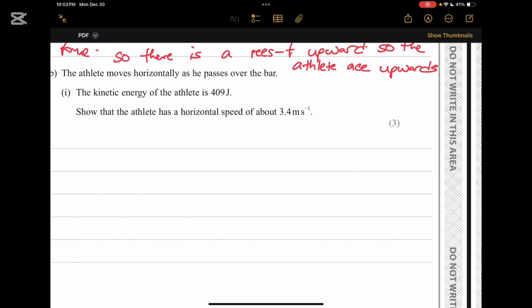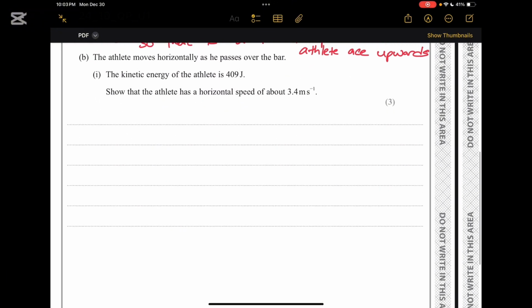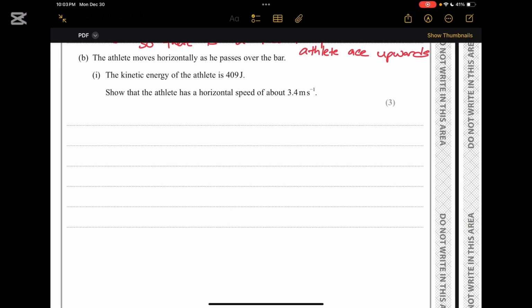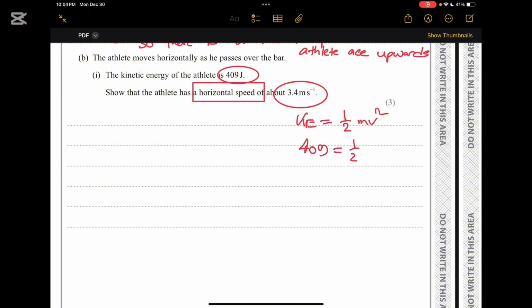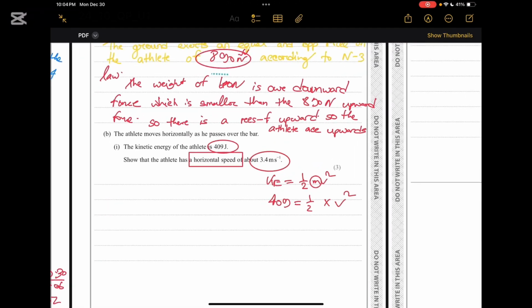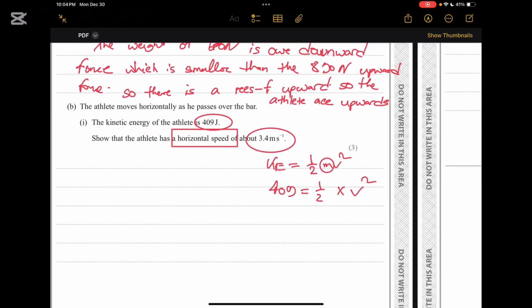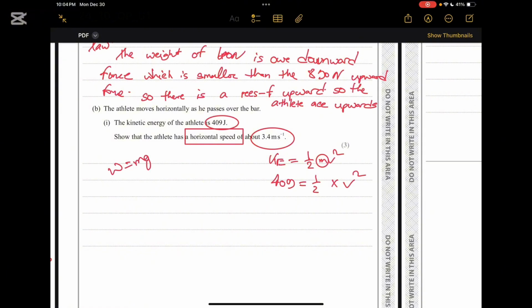So moving forward to part B, what they have said is the athlete moves horizontally as it passes over the bar. The kinetic energy has been given as 490, and they have asked us to find the horizontal speed. So we know the formula of kinetic energy is half mv squared. We have to find v squared, but for that we have to find the mass. They have given us the weight, 680 newtons. So using the weight we can figure out the mass.